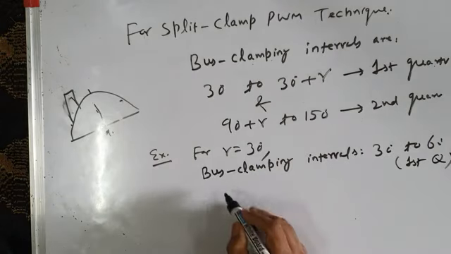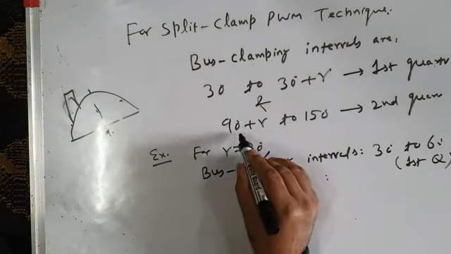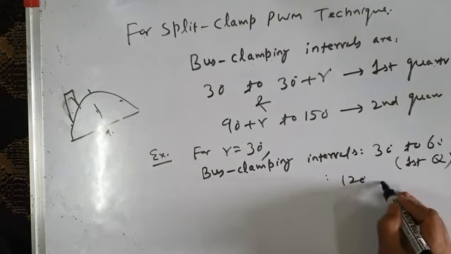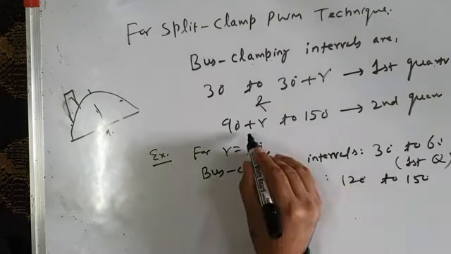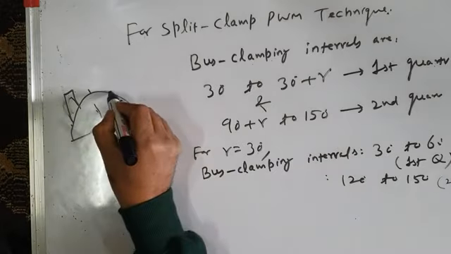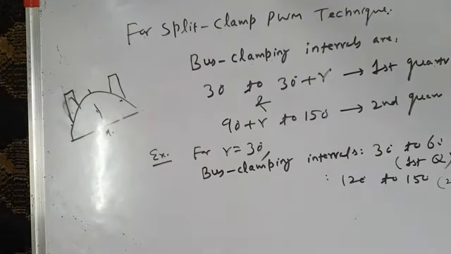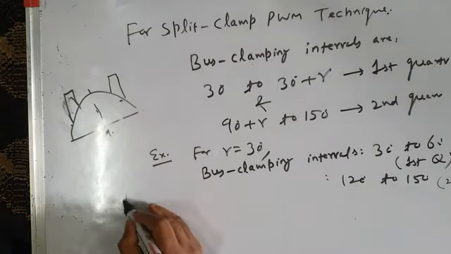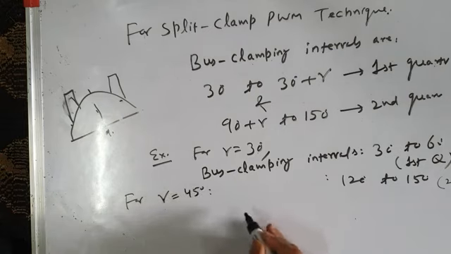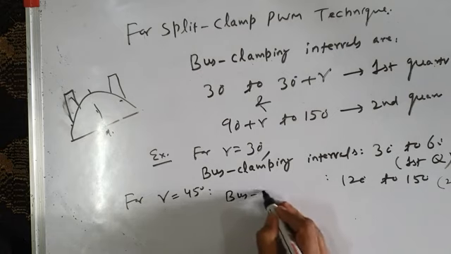And in the second quarter, it will be 90 plus gamma, 90 plus 30, that is 120 degrees, to 150 degrees. So the second quarter is 120 to 150 degrees, somewhere here. So this will give you a 30 degree clamp. Okay, and if gamma is 45 degrees, for example, for gamma equal to 45 degrees, the bus clamping intervals are like this.